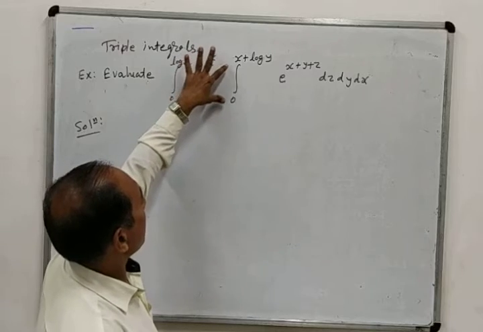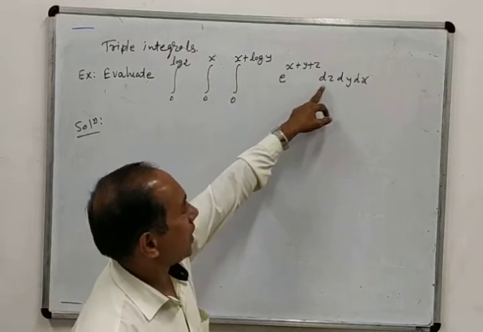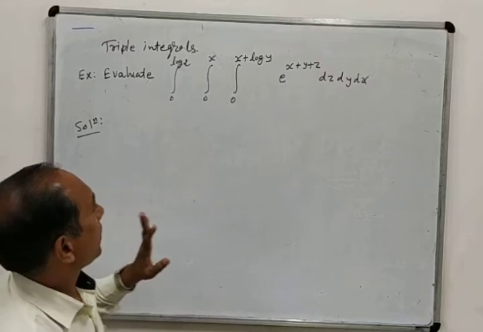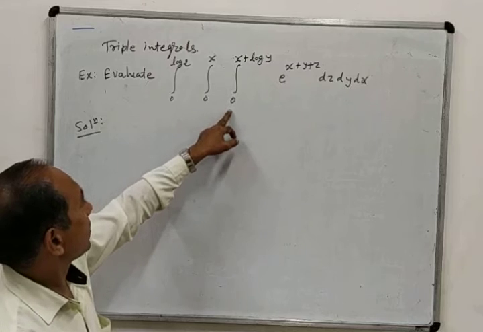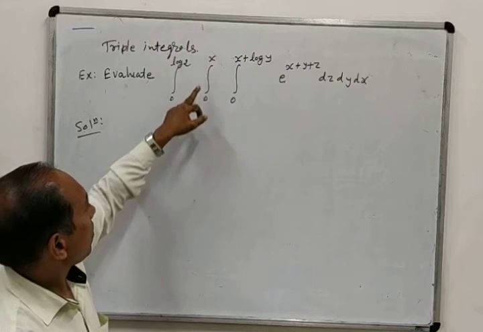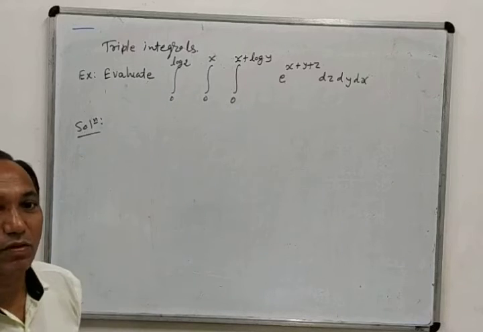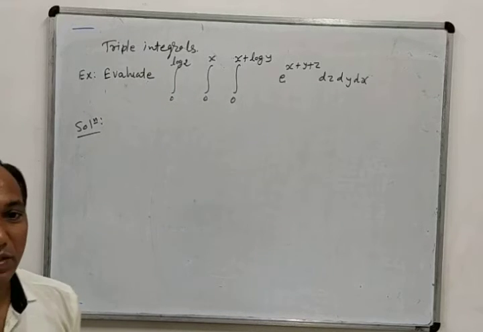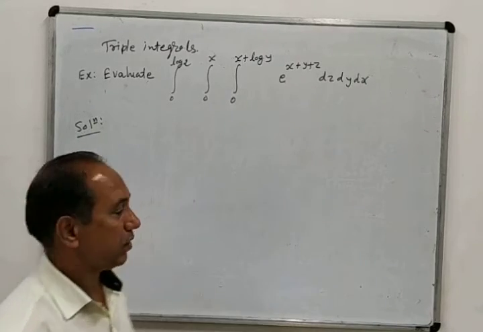Now focus on the limits. This is the function of x and y, so these are the limits of z. So first integration is with respect to z. Okay. So you can identify that this is the integration with respect to z, and this is x, so obviously this is the integration with respect to y. And the final integration is obviously with respect to x because the last variable remaining is x. So the given order is correct. Okay.